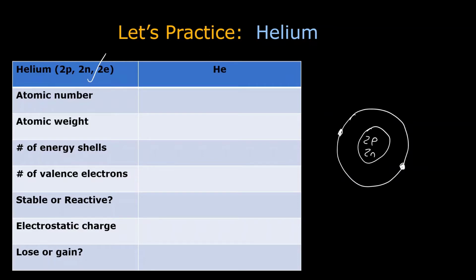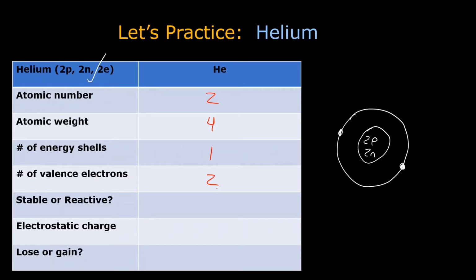Let's see if we can answer some questions now. What is the atomic number of helium? Well, I know that simply equals the number of protons, so 2. What's the atomic weight or mass? Well, I know that's the weight of the nucleus, or the protons and the neutrons together, so that would be 4. How many energy shells do we have here? Well, just 1. That's all we needed. How many valence electrons? Well, that is the valence shell. Since we just have 1 shell, it is the valence shell, and we have 2 electrons in it, so there are 2 valence electrons.